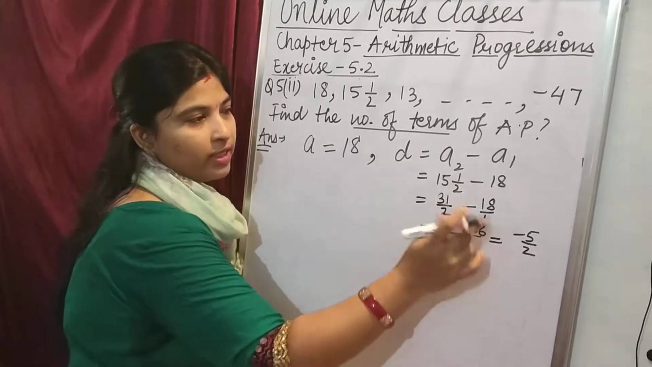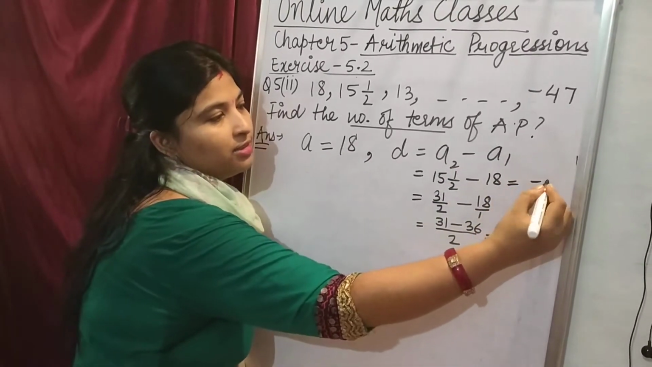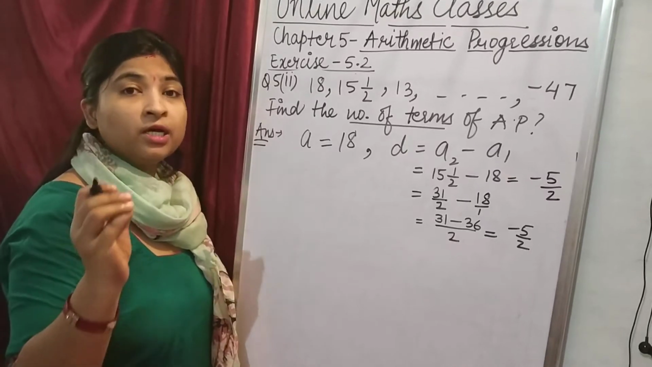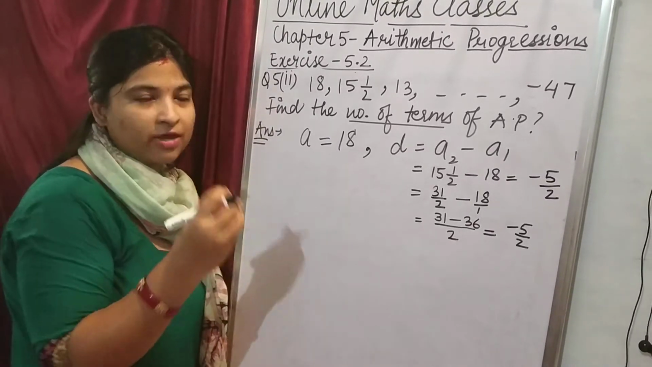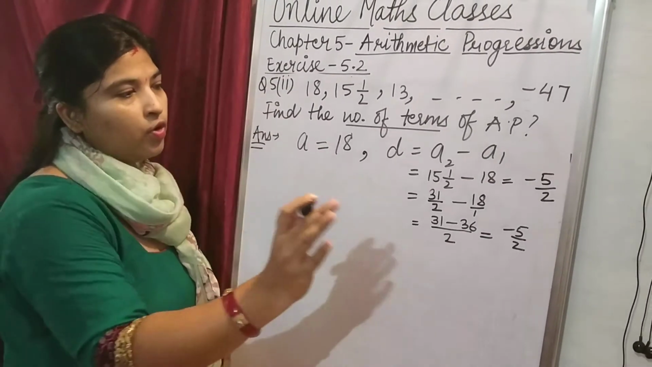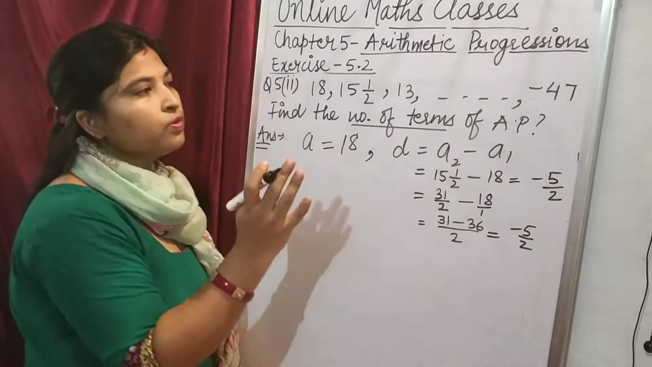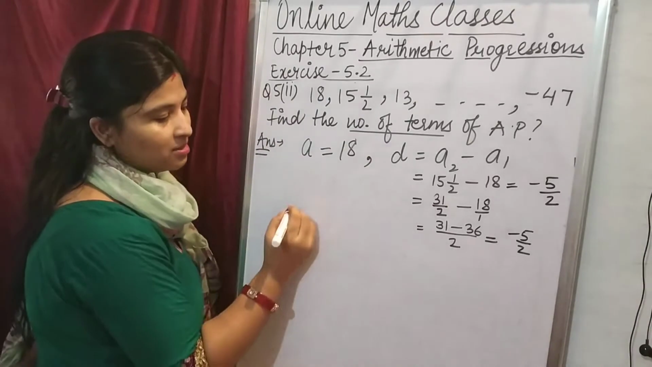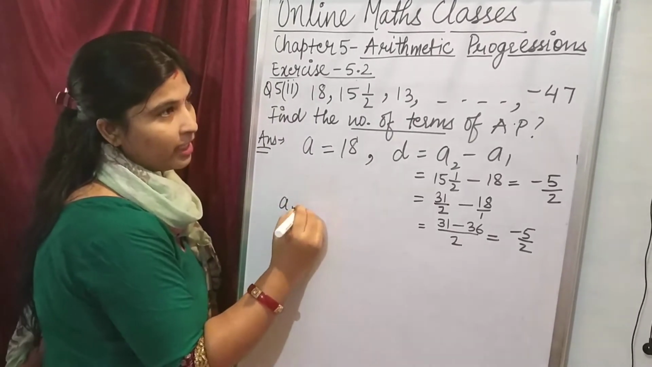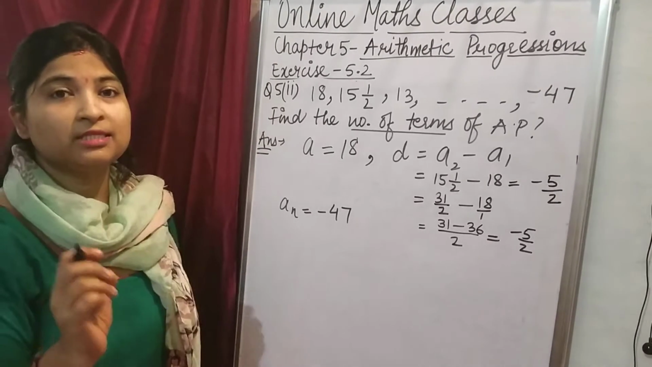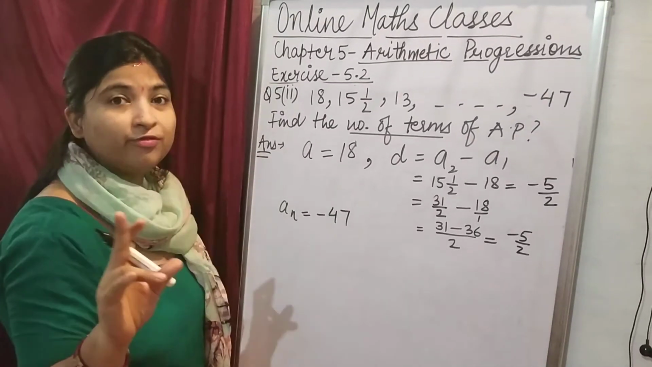You don't have to solve like this. You have to directly write the answer, that should be minus 5 upon 2, if you can do the calculation in mind. That is actually saving your time in the exam. Okay, it's alright. If you are not able to do like this, you can do like this also. D you know, and the last term AN is also given to you and that is minus 47. I have to find the value of N.